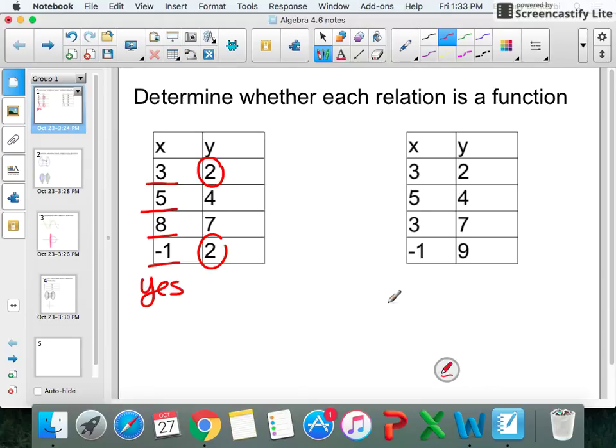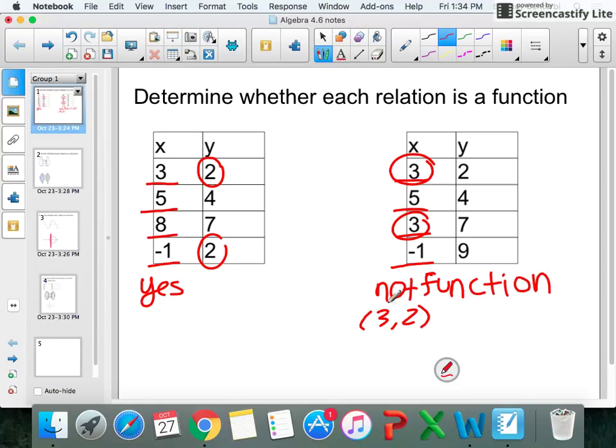Now if we look at example 2, we've got (3, 2), (5, 4), (3, 7), and (-1, 9). Those are our points. We have 3, 5, 3, and -1 for the x's. The 3 repeats in the x, so no, this is not a function, because of the 3 repeating. We've got these two points, (3, 2) and (3, 7). Since 3 has more than one y, it's not going to be a function.